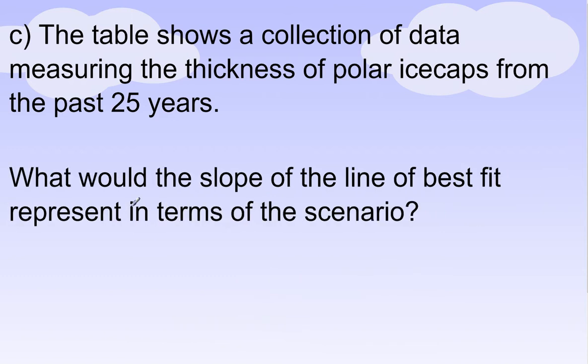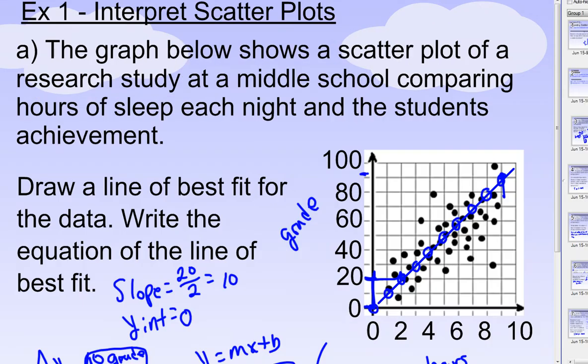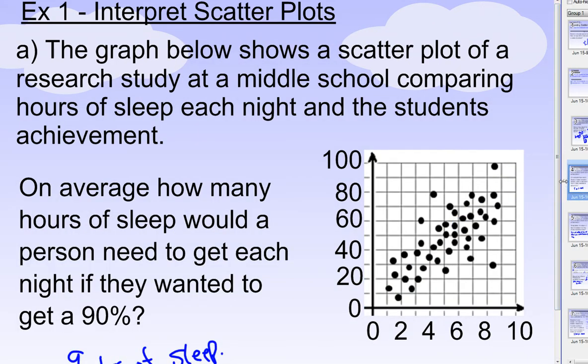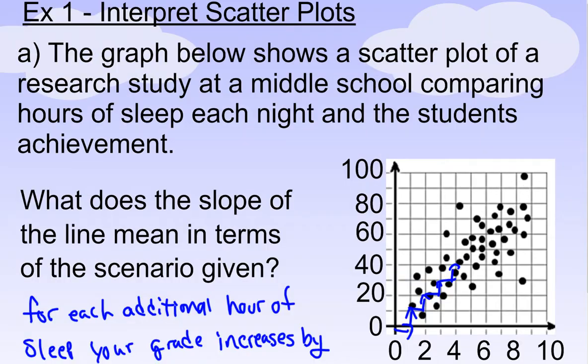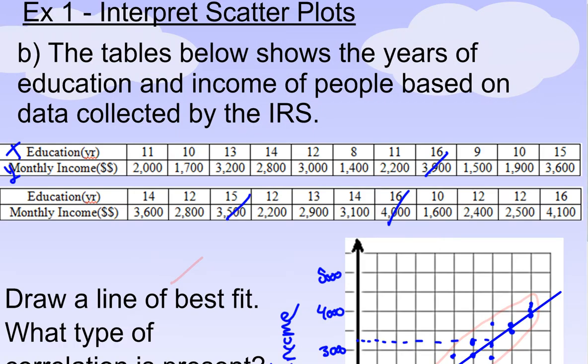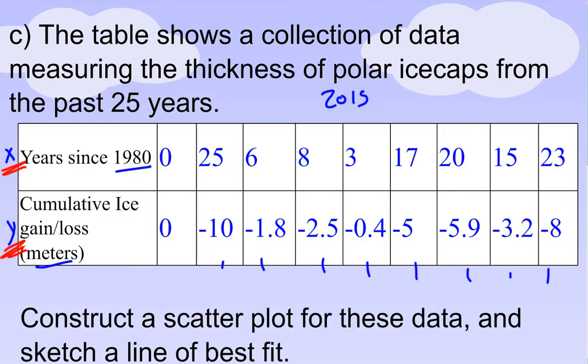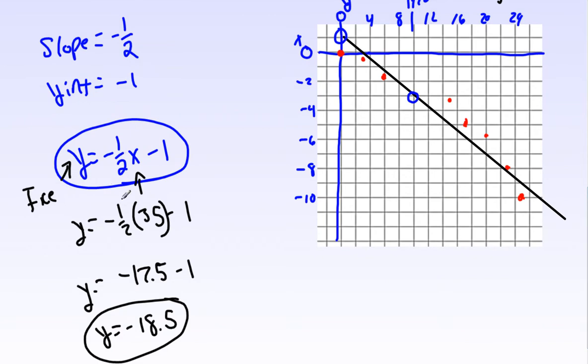One more question: what would the slope of the line of best fit represent in terms of the scenario? So our slope, whoa, what happened? Let me find the right page. Sorry about that. There it is. All right. The slope of the line was -1/2. What does that represent in terms of the scenario?